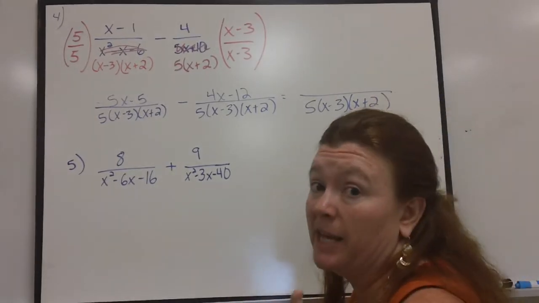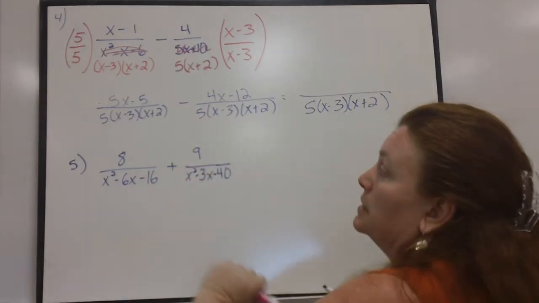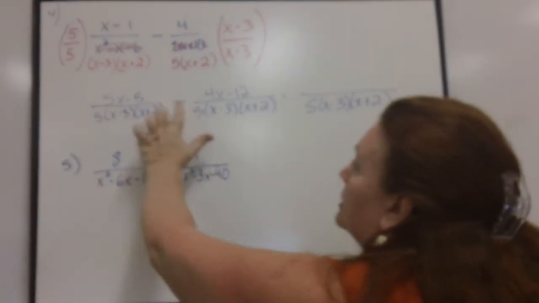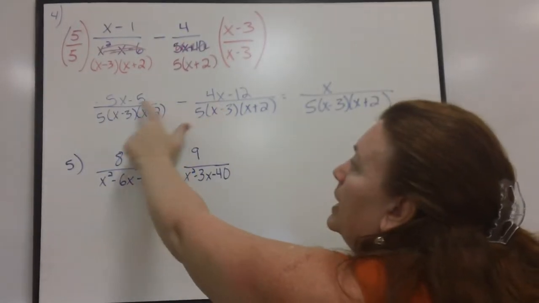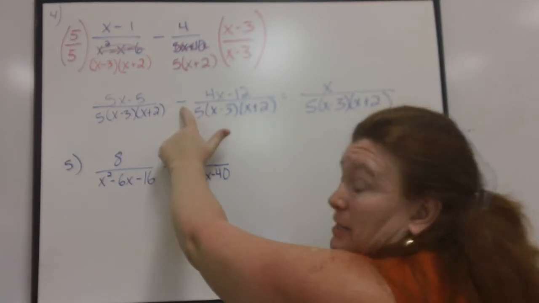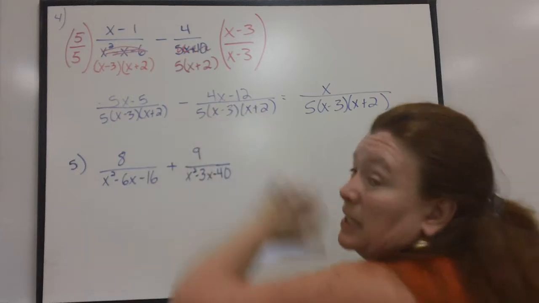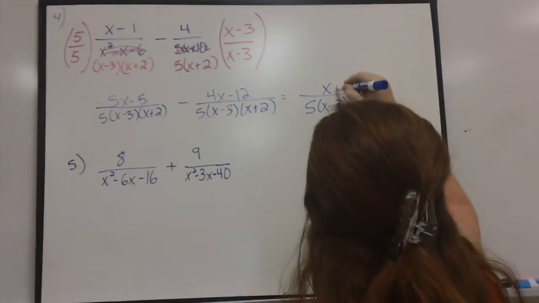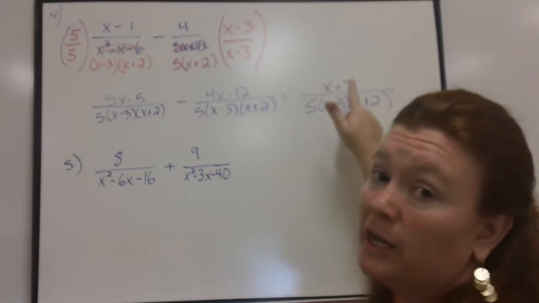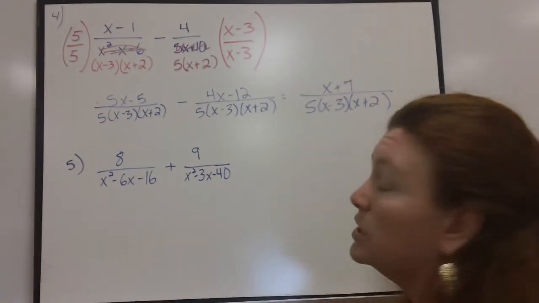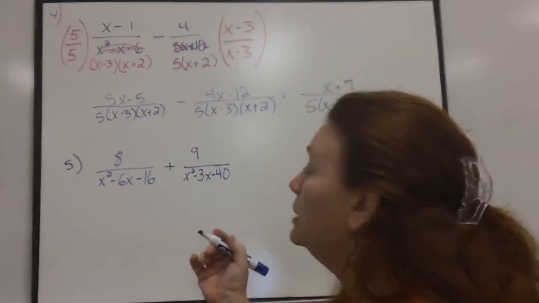All right, again, have to be careful. It's a subtraction. So I have to make sure this minus sign goes to both of these. 5x minus 4x is 1x. Negative 5 minus negative 12 is the same thing as negative 5 plus 12, which is positive 7. There is nothing to factor out of the numerator, and I can see that it won't cancel. There is no x plus 7. I'm done. Next one. Do it again.